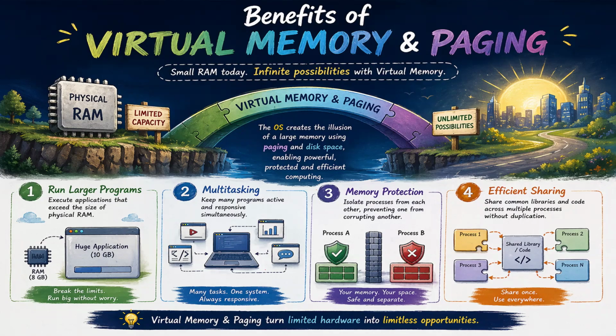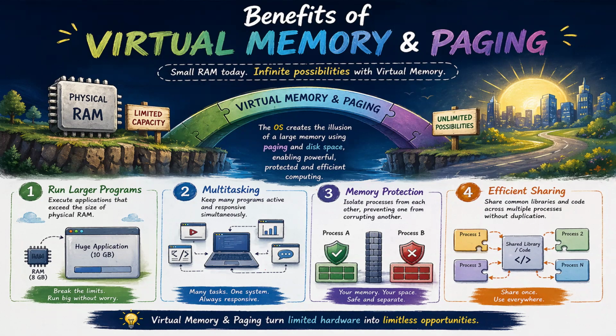Fourth is efficient sharing. That is the smart optimization, where multiple processes can share the common code. For example, shared libraries, system files, common functions. Instead of loading multiple copies into memory, the OS loads it once, and it allows multiple processes to refer to the same pages. And this saves memory and improves efficiency.